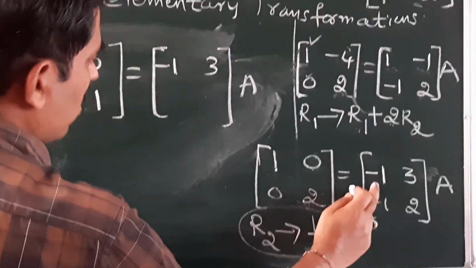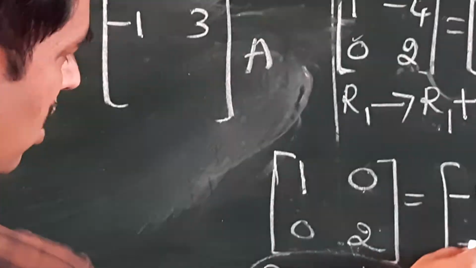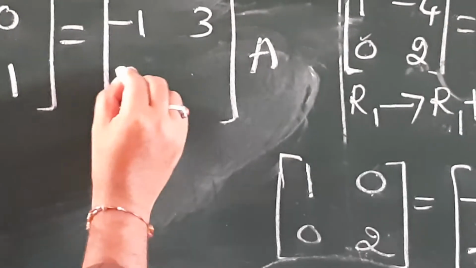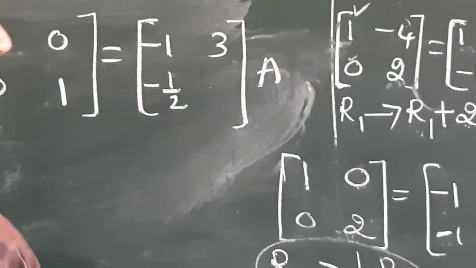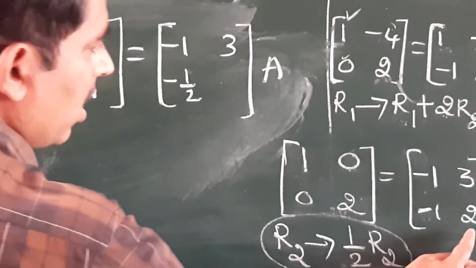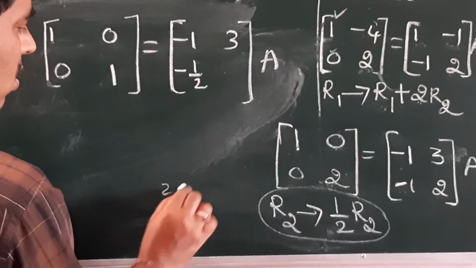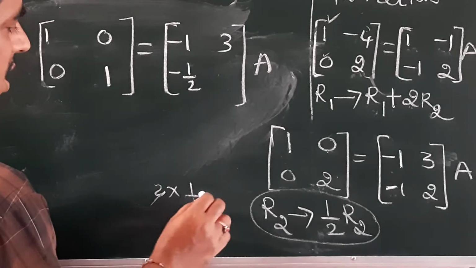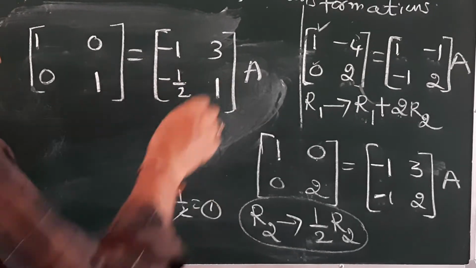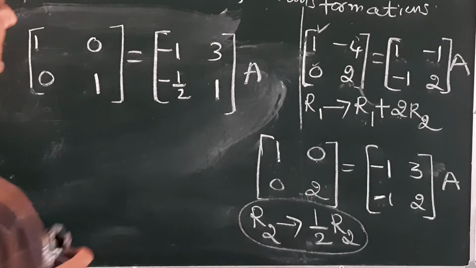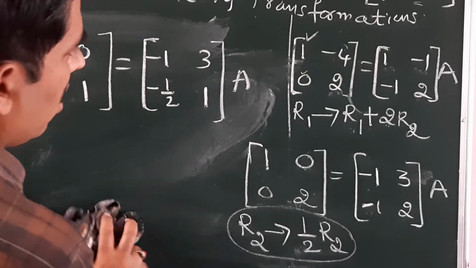Then it is minus 1, 3. See minus 1 is there. Minus 1 into half. That is minus half. Minus 1 into 1 by 2, that will be minus half. See 2 into 1 by 2. So 2 into 1 by 2 means 2 cancels, and I will get 1 as the last element here.